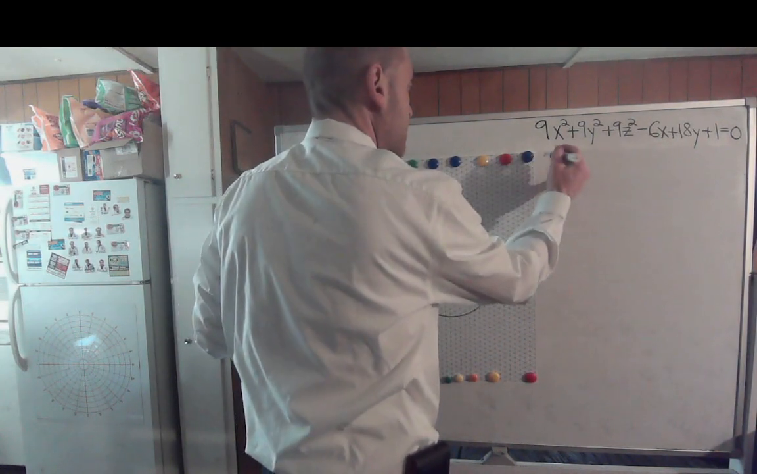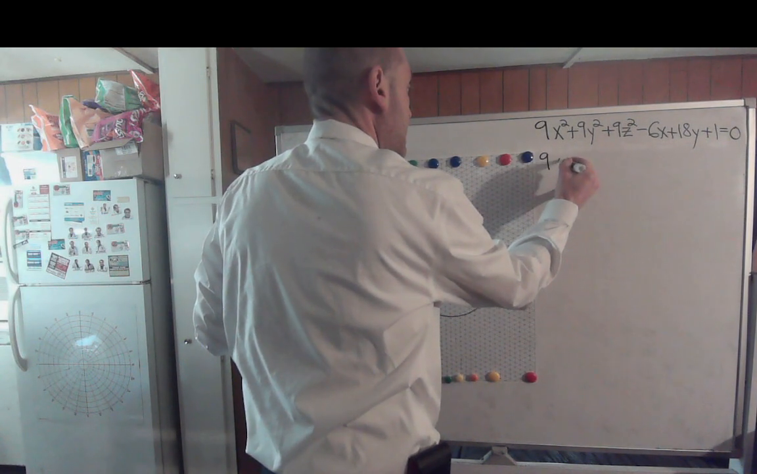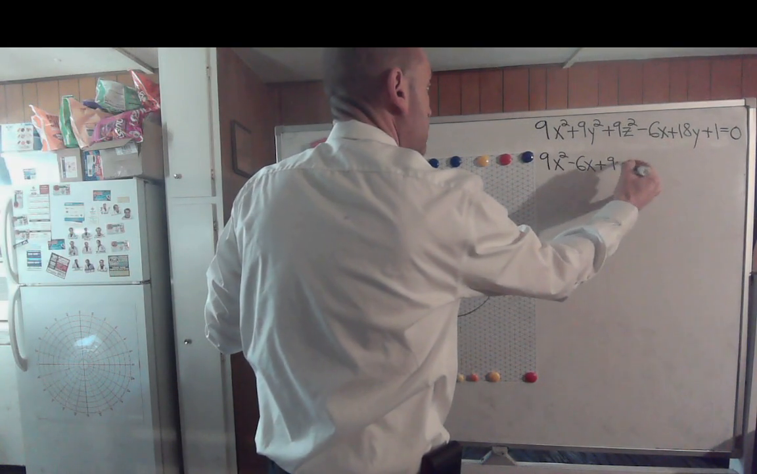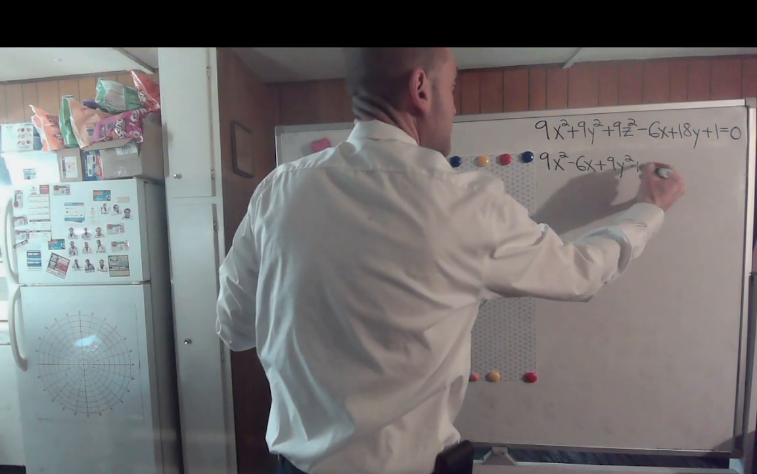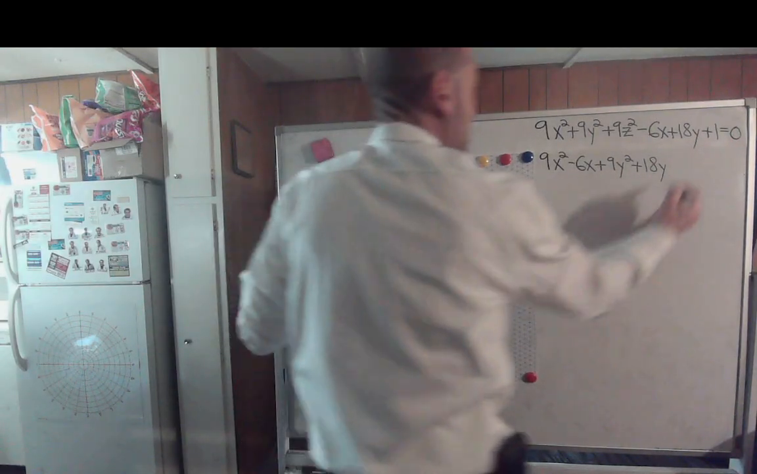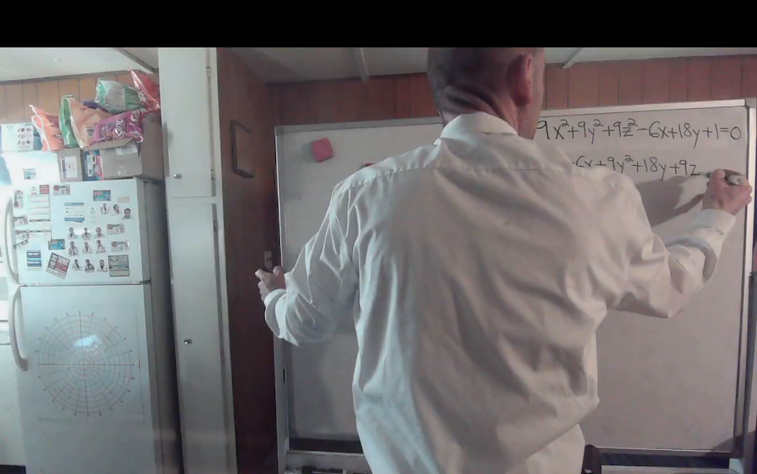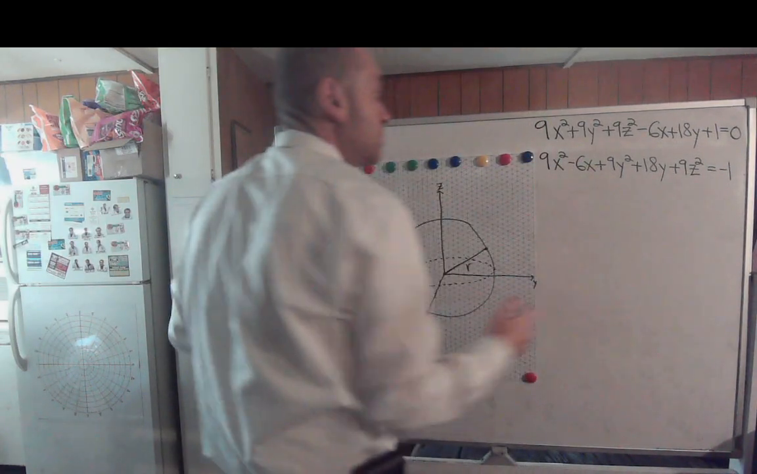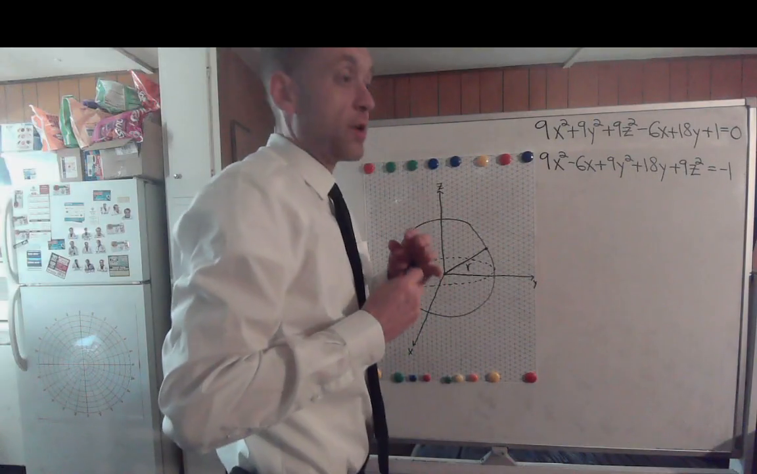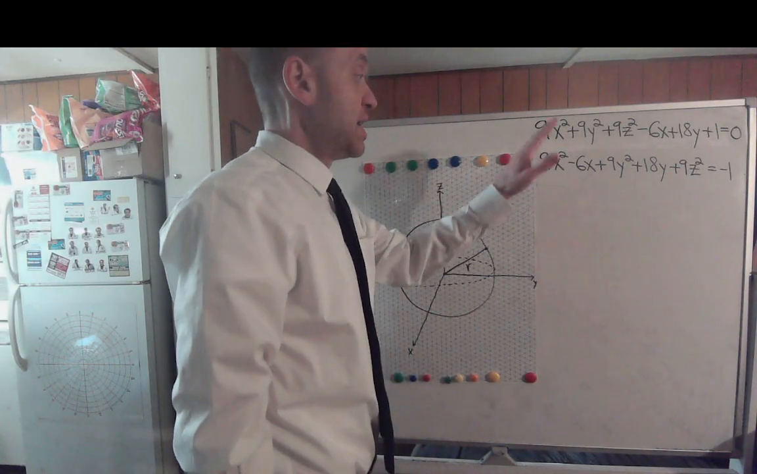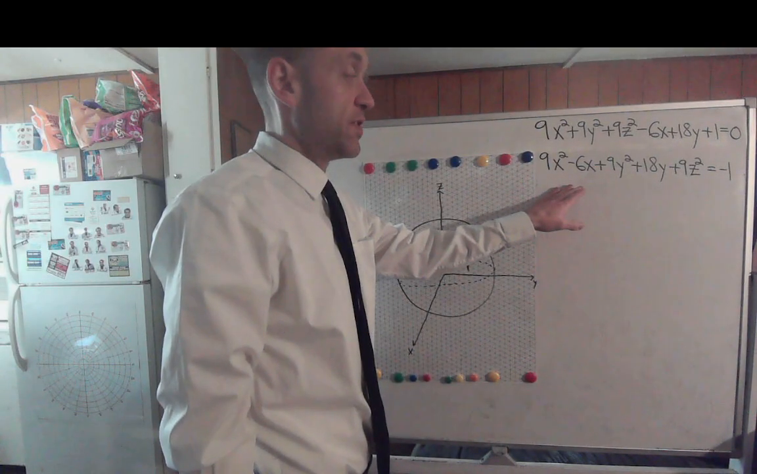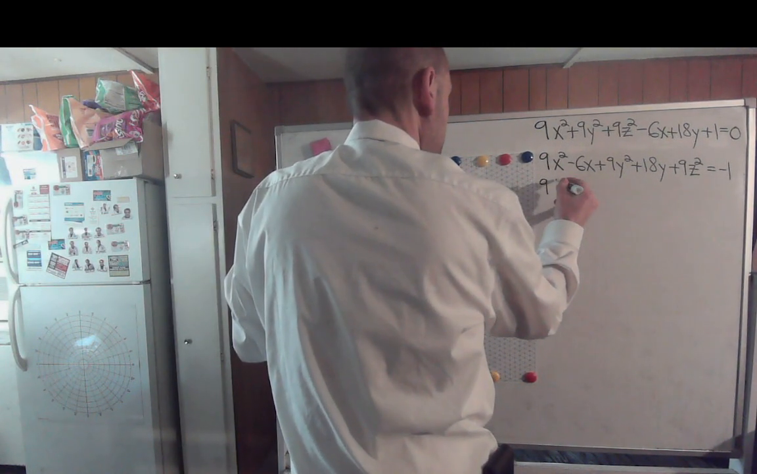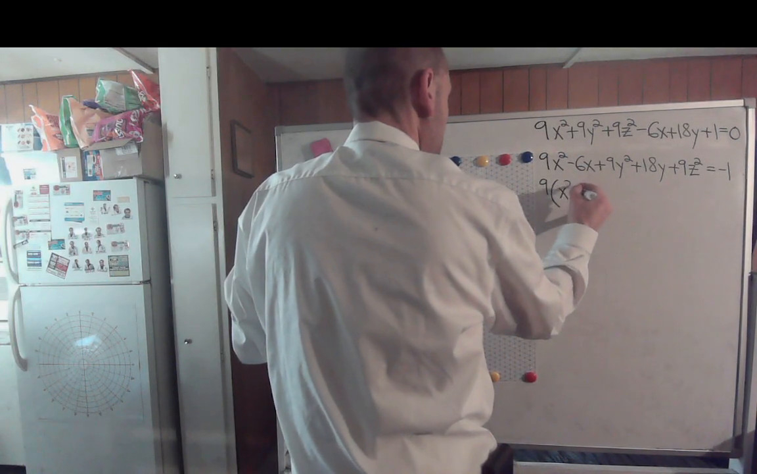So this is going to turn into 9x squared minus 6x plus 9y squared plus 18y plus 9z squared equals negative 1. Now, of course, what do we remember from conic sections? The quadratic term always has to have a coefficient of 1. So on the x terms, you can factor out a 9. So this would be 9 times the quantity of x squared.